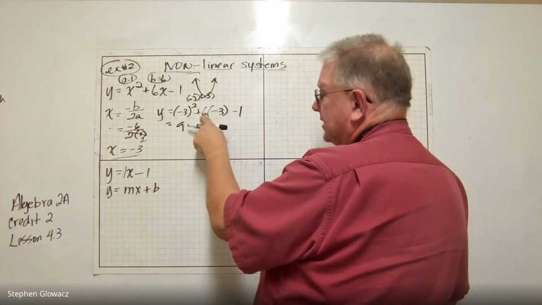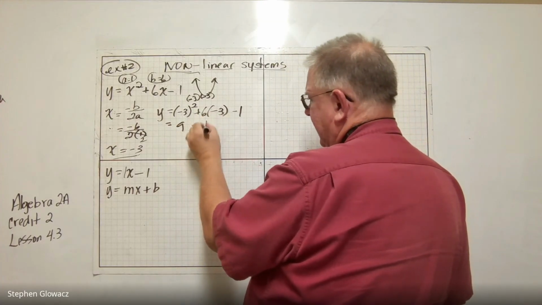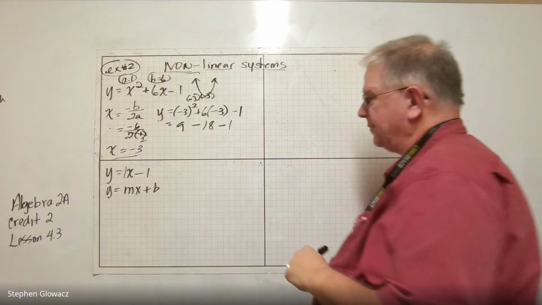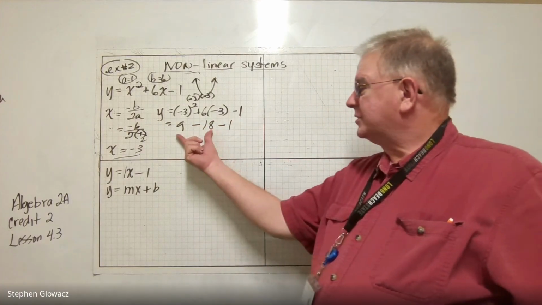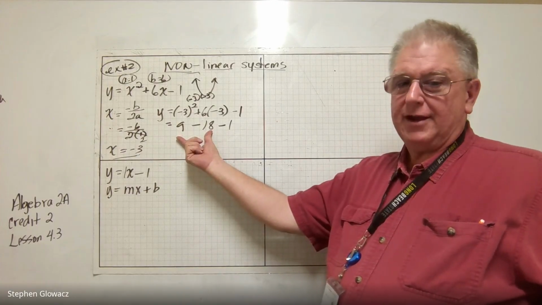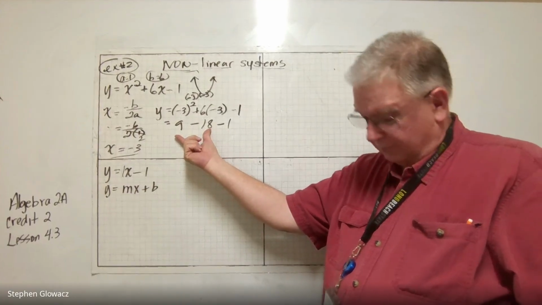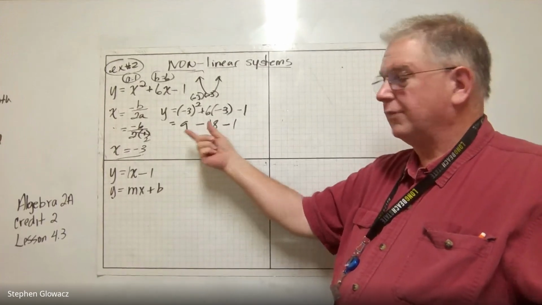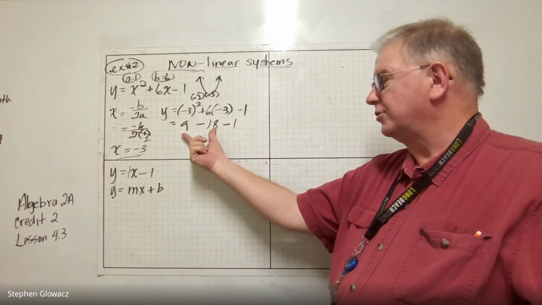6 or positive 6 times -3 is -18, and then minus 1. Now, to do our subtraction, of course, you can use a calculator, but also you can try and think this through. So let's go over the rules quickly.